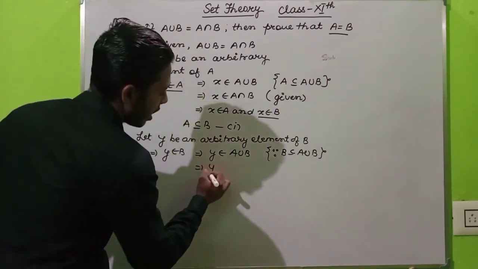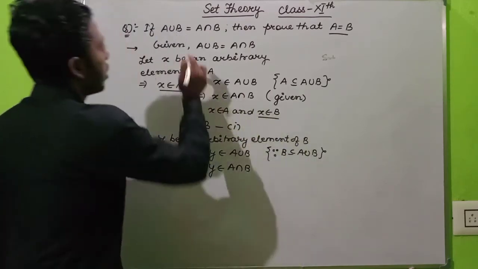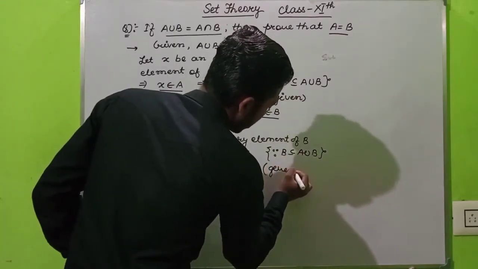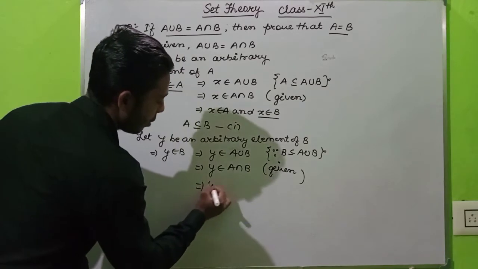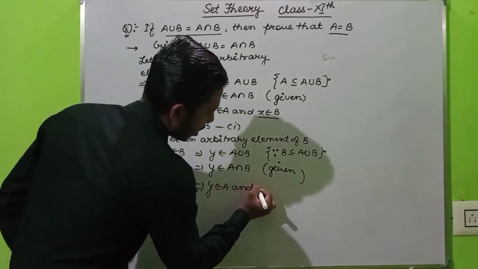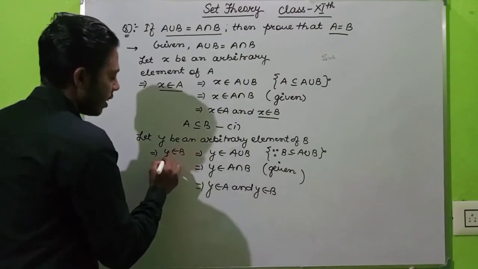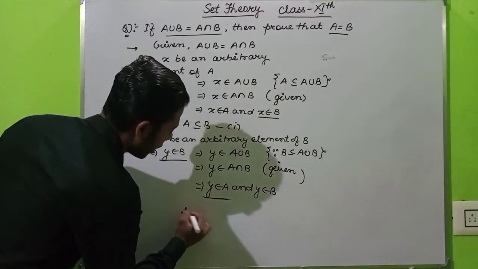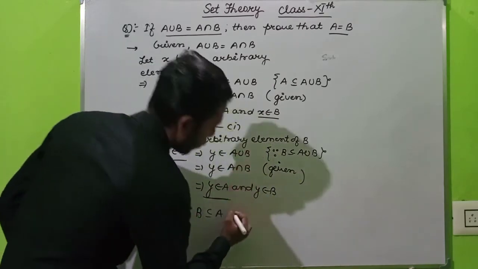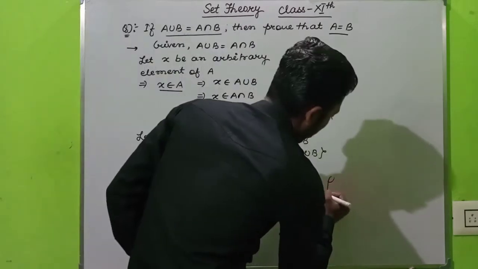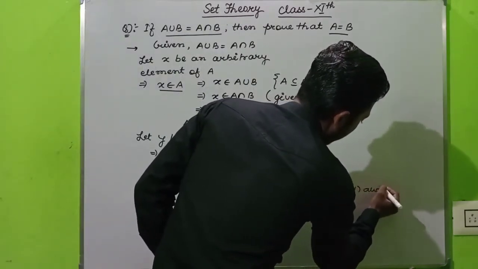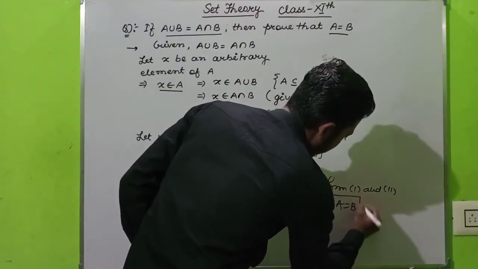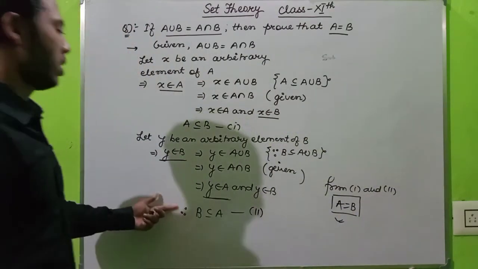So we can say that Y belongs to A intersection B because it is given A union B is A intersection B. This is the given part. So we can say that Y belongs to set A and Y belongs to set B. That is we see here कि Y जो है set B का भी एक एलिमेंट है और Y set A का भी एलिमेंट है. So हम लोग बोल सकते हैं B is a subset of A. So from 1 and 2 we can say that A equals B. So in this way we can solve this question.